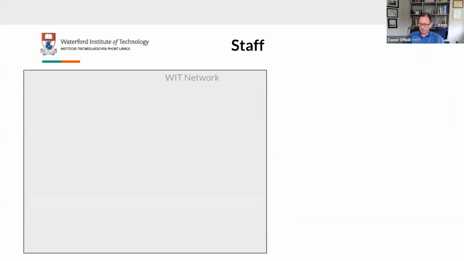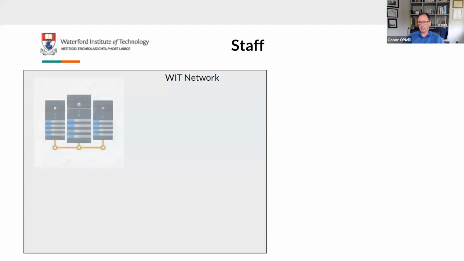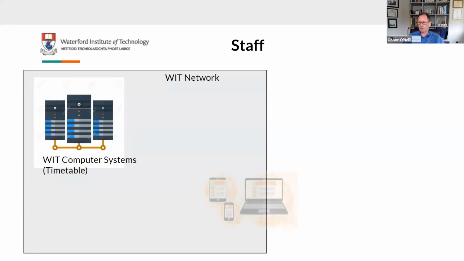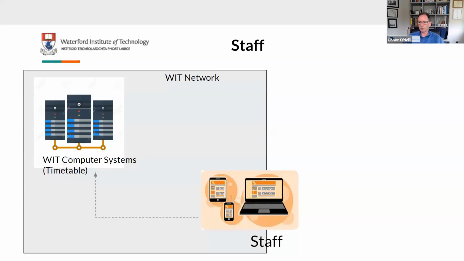Now, the staff enrollment on modules is completely different. Again, we've got the WIT network and the WIT computer systems. In this case, it's a timetabling system. And we've got the user down here who is allocated to teach a particular module at a particular time in a particular room. We're not worried about the room. We're not worried about the time. All we're worried about in Moodle is what CRN the lecturer has been allocated to.